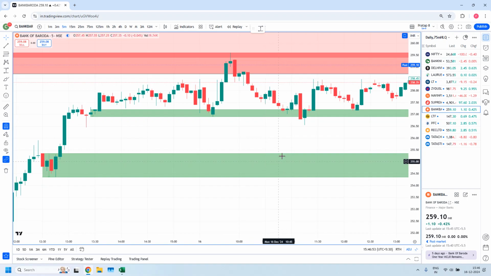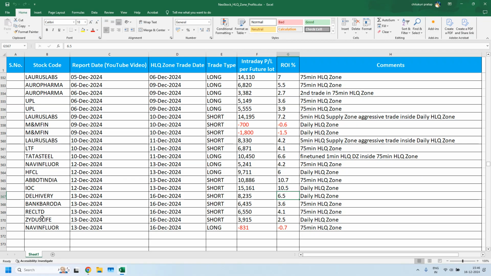Okay, anyway, how much profit has it given from here to here? Bank of Baroda has given 6,435 rupees profit as per one futures margin cost. If you are taking options trades, you get even more profit, maybe 3 or 4 times more, but the risk is also 3 to 4 times. It's not easy. Unless you are an experienced option trader, you should be very careful, especially from a risk management point of view. Okay, anyway, from the futures point of view, we are getting 3.6% ROI as per one futures margin cost.